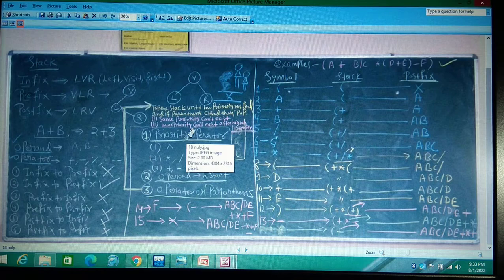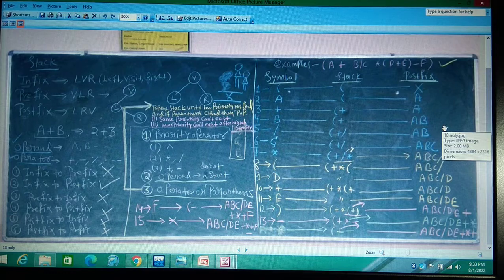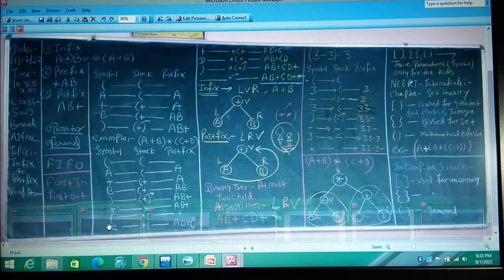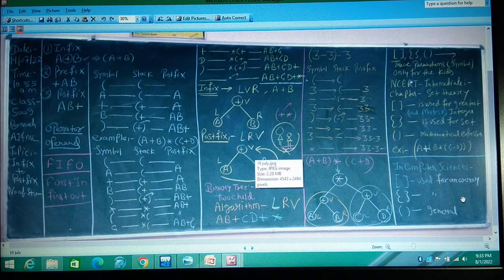With the help of this example, all the phases of this algorithm we have covered here. This is the best example. Just pause the video and write this method. You have to convert this infix to postfix. Very, very simple. This example we have already solved in the classroom.